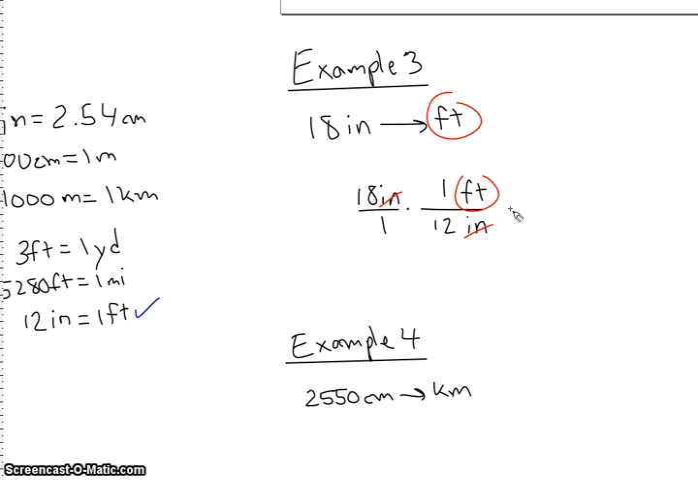So now it's just a matter of doing the math. When I do the math here, I'm going to get 18, and there's feet left on the top for units, and on the bottom, top times top, bottom times bottom gives me 12, no units. And if I do the math here, 18 divided by 12 gives me 3/2, or in decimal notation, 1.5 feet is my answer. Let's look at the second example we have here, which is example 4.